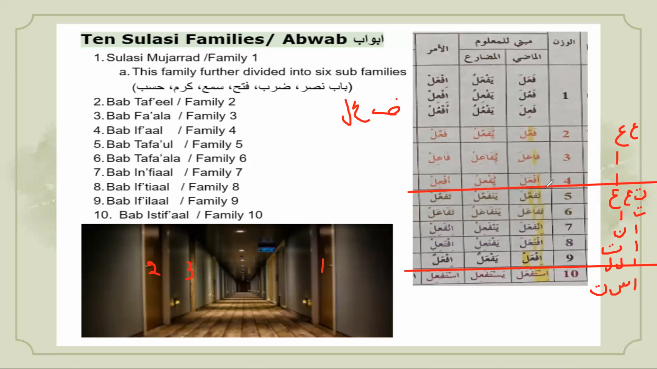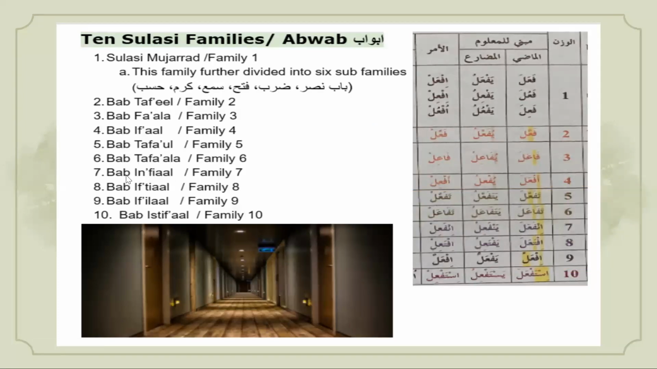And fourth family, af'ala yuf'ilu if'alan. So that's why it is called bab if'al. Fifth family, tafa'ala yatafa'alu tafa'ulan. So that's why it is called bab tafa'ul. Then family 6 is tafa'ala. So that's why these are called bab, because once they pass through this pattern, as if they are taking on different forms, they are following different patterns.